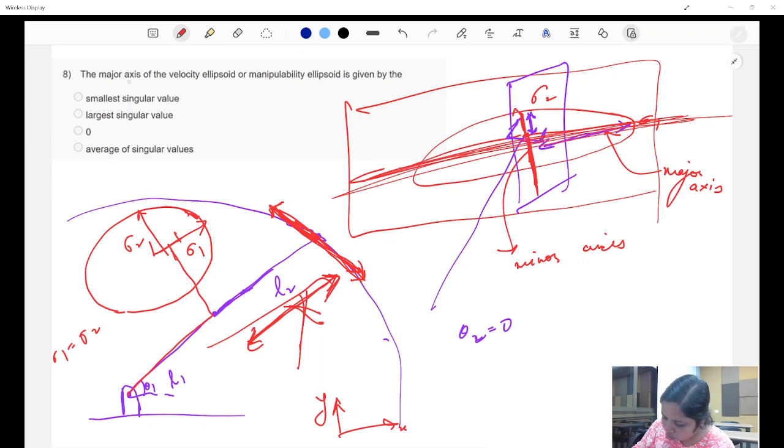So the major axis of the velocity ellipsoid or manipulability ellipsoid is given by the largest singular value. So the major axis, which is your sigma 1, is given by the largest singular value, in which you'll be able to move. If there is no manipulability in the other directions, it can be like n-dimensional space, right? I'm talking about a straight line, then it is a circle, then a sphere, and then you have an n-dimensional shape. But you will be able to move in that direction only where your system allows. So the major axis is given by the largest singular value. I hope it is clear.